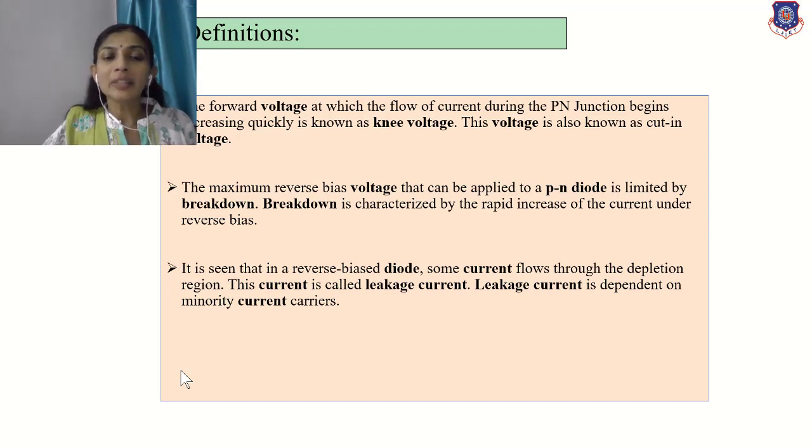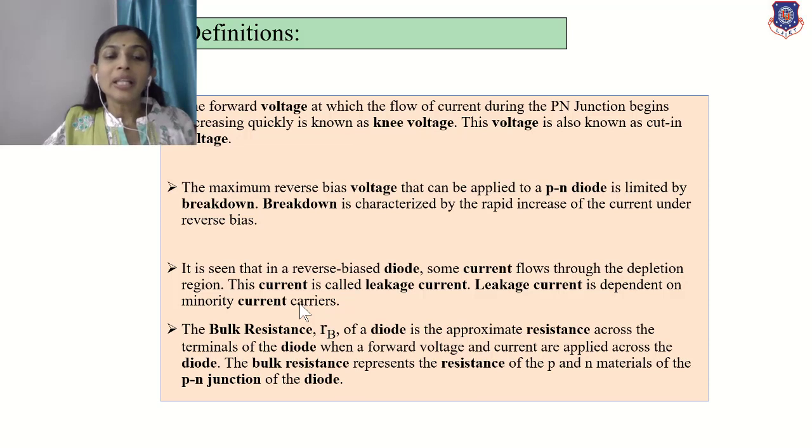It is seen that in a reverse bias diode, some current flows through the depletion region. This current is known as leakage current, and leakage current is dependent on minority current carriers. Fine. The bulk resistance. Let's come to the point of resistance.